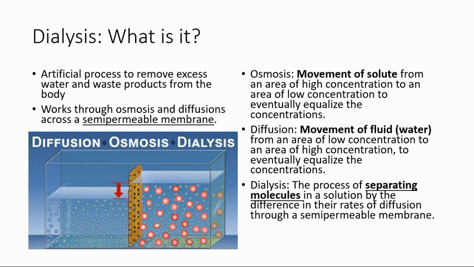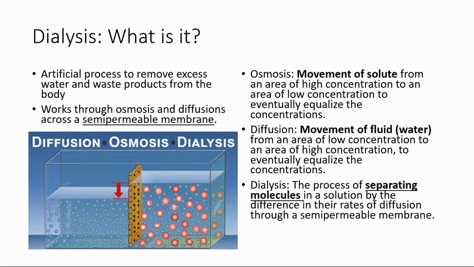If you remember, this is another one of those things where you think, why will I ever need to know about diffusion and osmosis ever again in my career? Why do I have to learn about this? This is a reason. Osmosis is the movement of the solute, which in this case is all the waste products, from an area of high concentration of waste products in the blood to an area of low concentration in the wash. The idea is that they will eventually equalize to an acceptable level for the patient to tolerate.